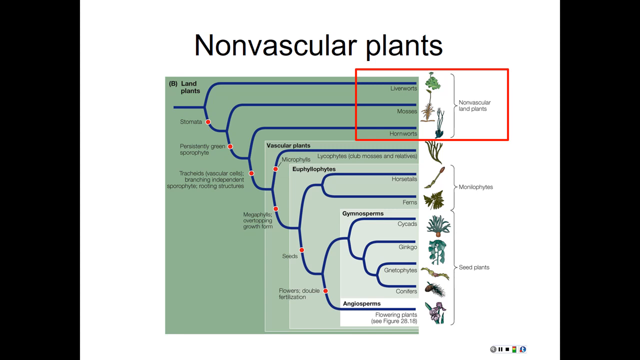We're also going to see a lack of true roots, true stems, and true leaves. Instead of roots, they're going to be anchored by something called rhizoids, which are long tubular single cells that help anchor them to the substrate.